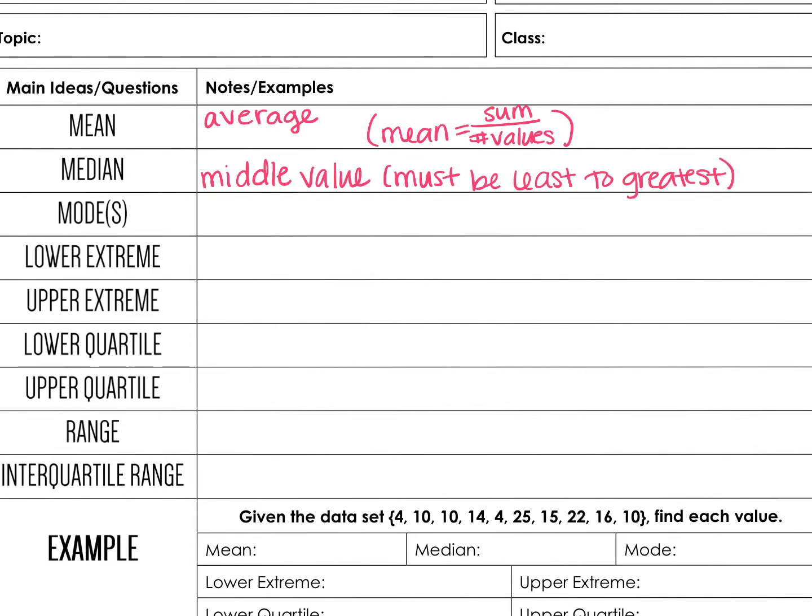And don't forget that with median, whenever you have an even number of values, you take the two middle values, add them together, and divide by 2. So you're finding the average of those two middle values. The mode is the value that occurs most frequently.